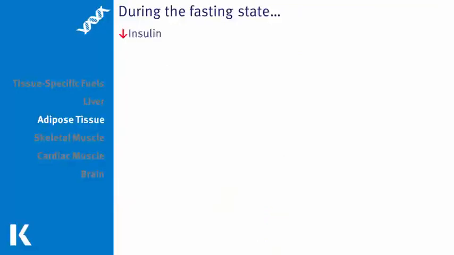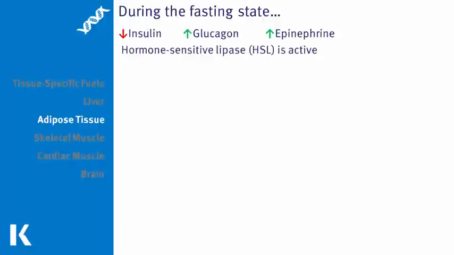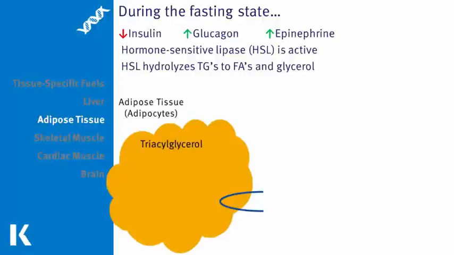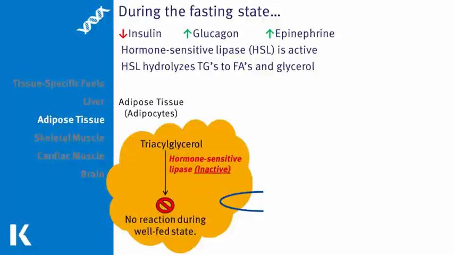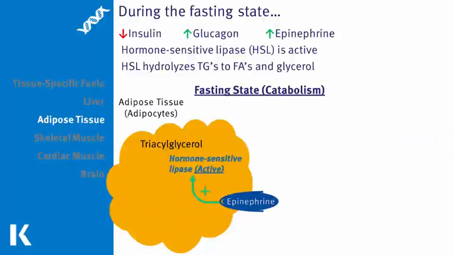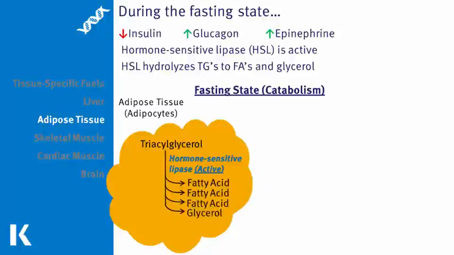During the fasting state, insulin levels decrease and glucagon and epinephrine levels increase. These hormones activate hormone-sensitive lipase, which hydrolyzes the fatty acids from the stored triacylglycerols and releases them from the adipocytes. Let's see what this process looks like. Without these hormones, hormone-sensitive lipase is inactive and triacylglycerols are stored and not broken down. However, in the fasting state when epinephrine levels are high, epinephrine binds to an external receptor on the adipocyte, and this activates the enzyme. Then, stored triacylglycerols are broken down into fatty acids and glycerol.